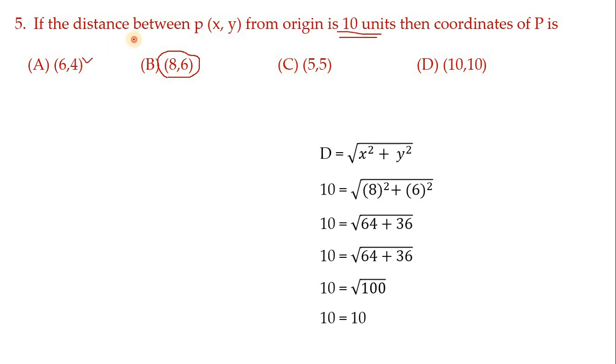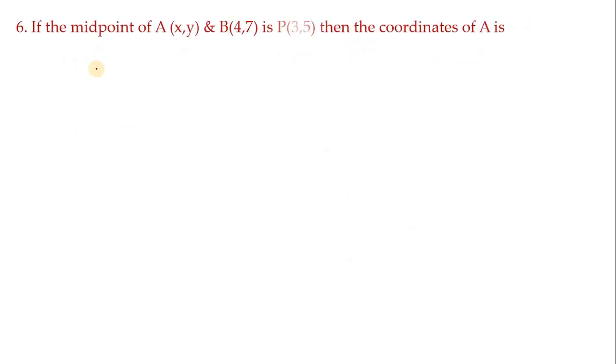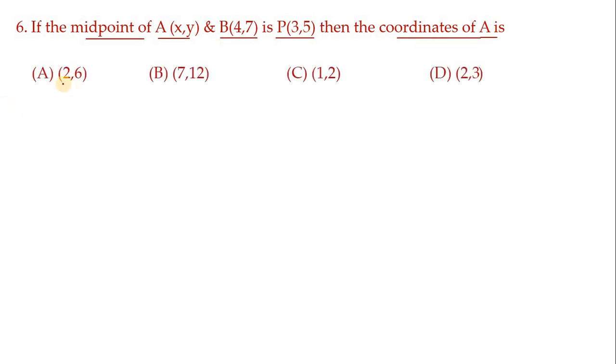So if you check it for other coordinates, you never get 10 units. Hence the correct option is B. Move on to the next one, children. If the midpoint of A(x, y) and B(4, 7) is P(3, 5), then the coordinates of A is. So options are 2, 6; 7, 12; 1, 2; 2, 3.